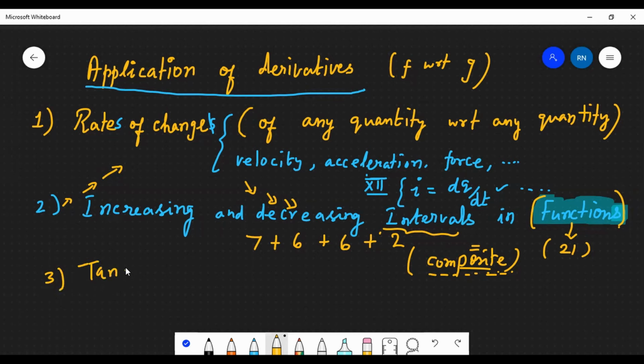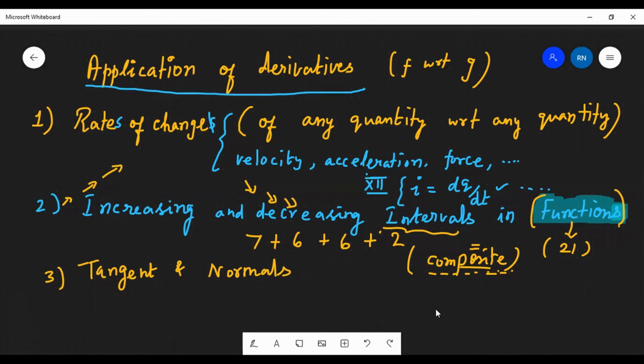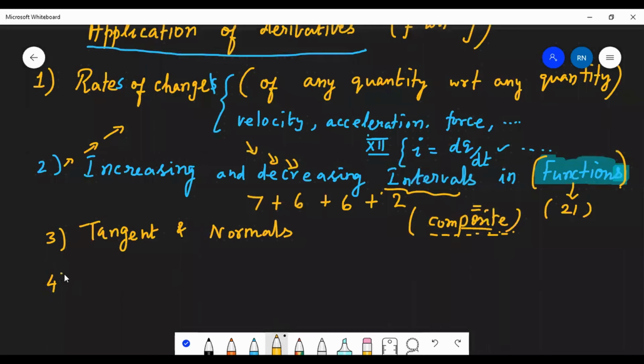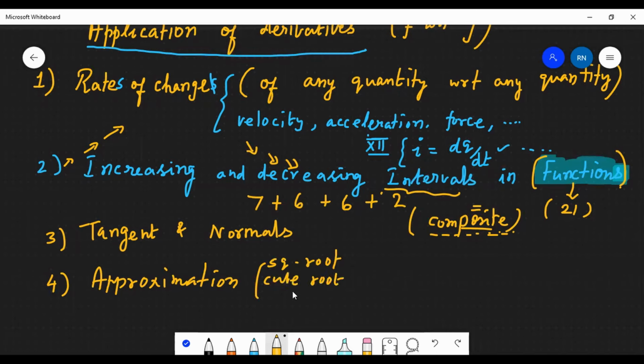Thirdly, we have another application purely with regard to coordinate geometry: finding equations of tangents and normals to various curves. And the fourth application is approximation. Approximation will be a very useful exercise for you. It helps you derive a shortcut for any square root, cube root, fourth root, or any rational power, power 2 by 3, power 3 by 2, anything you can do. In fact, in 1 or 2 minutes you can give the answer for all these things, for any decimal number also.